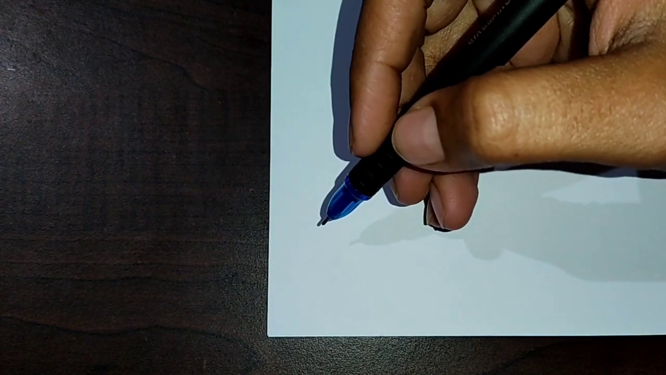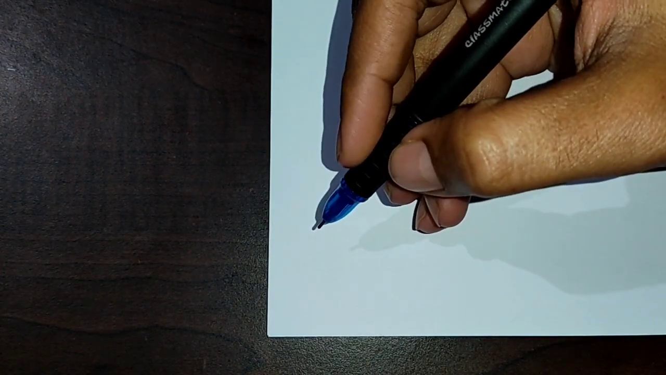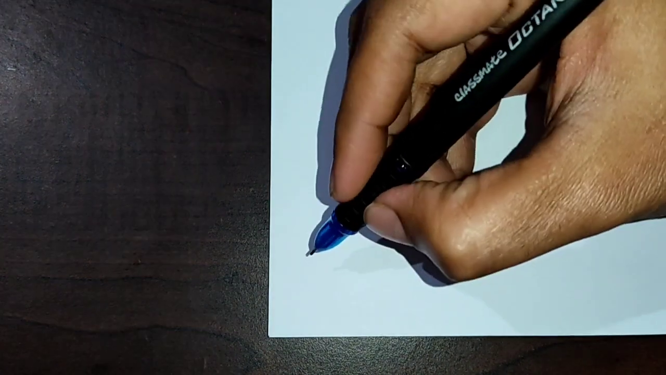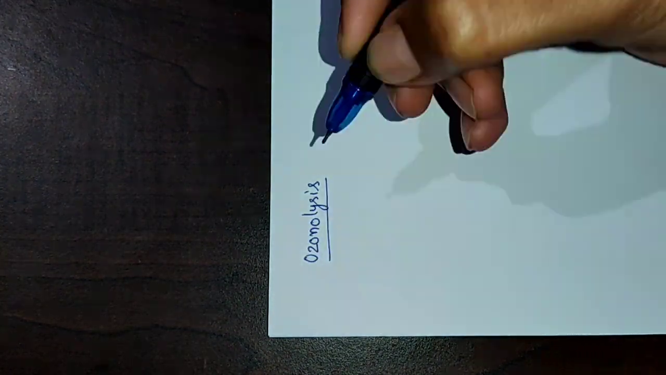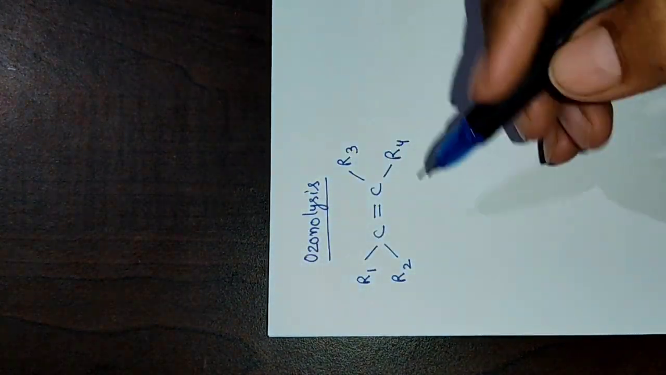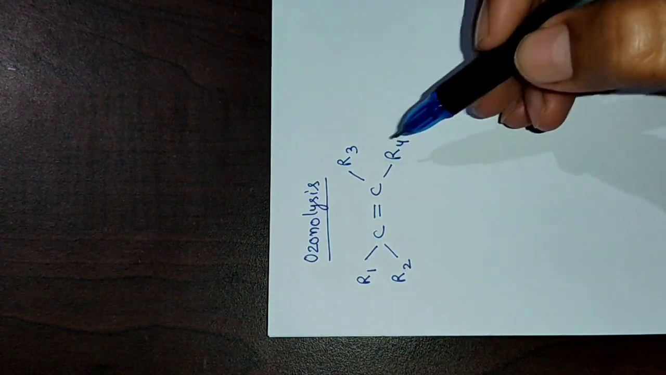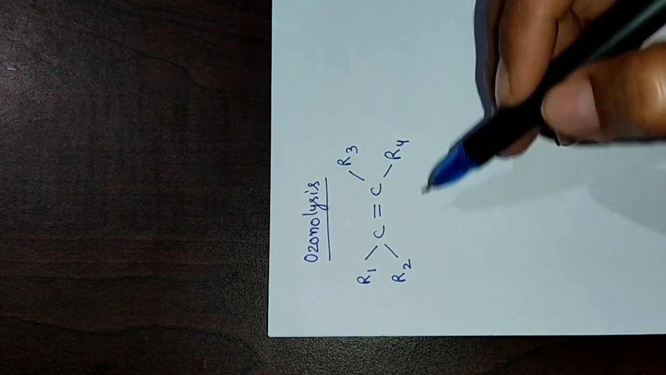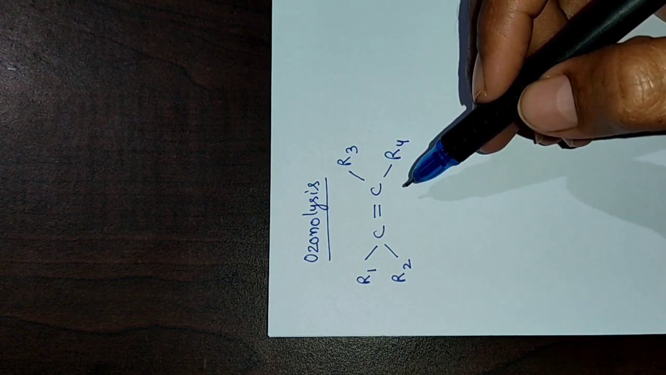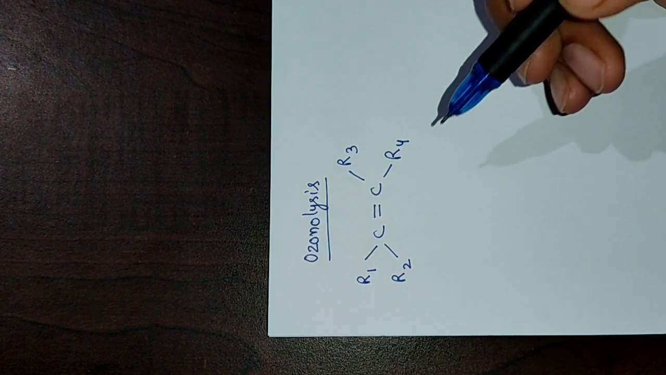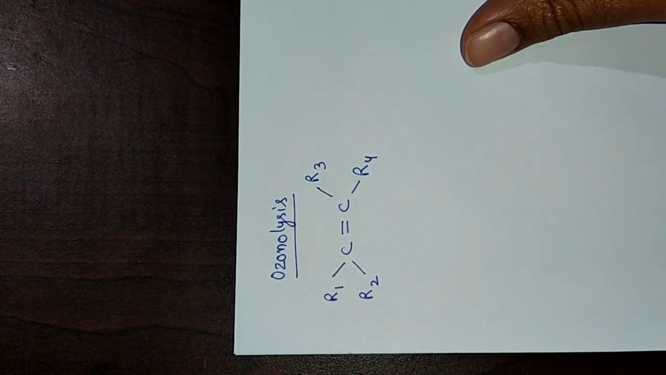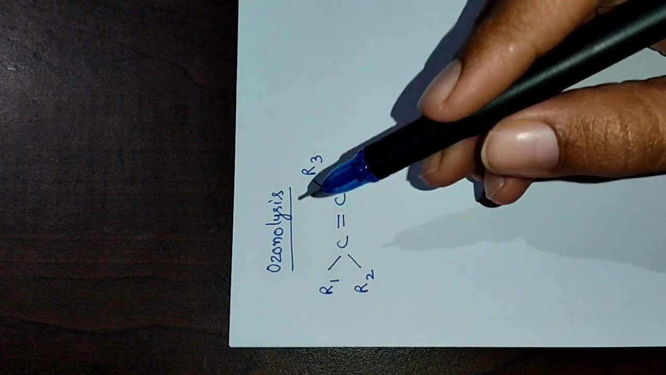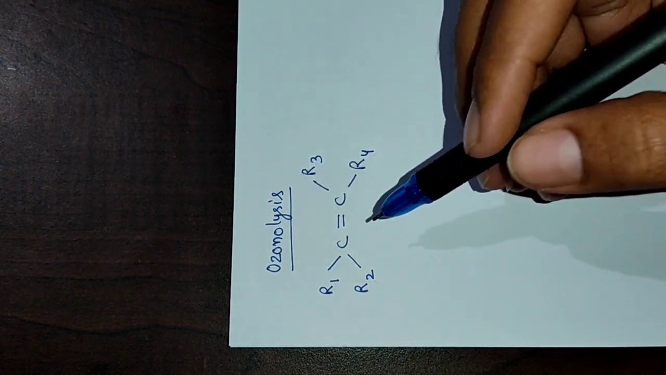In this lecture, we will concentrate on ozonolysis reaction only. R1, R2, R3, R4, these four groups may be alkyl groups or hydrogen. So, we are performing ozonolysis reaction on alkene.